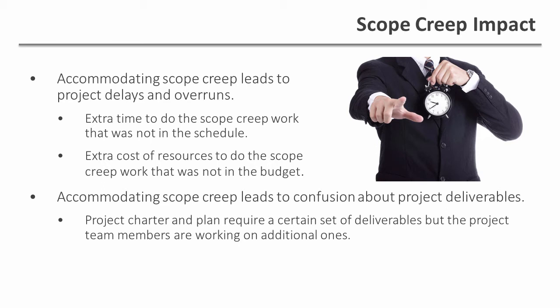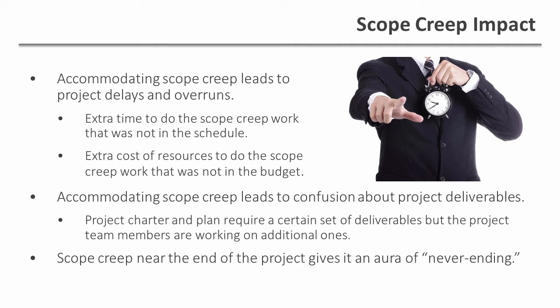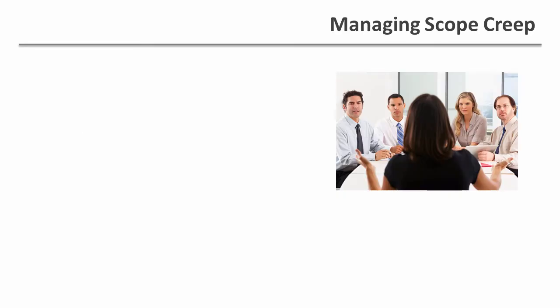Scope creep can also lead to confusion over what really should be done on the project. The original charter and project plan had a particular list of deliverables that should be accomplished. But now the team is working on other things that were not in the charter or on the list of deliverables. The team is no longer certain what they should be doing. Finally, some scope creep near the end of the project gives it a sense of being endless. Whenever the team thinks it's almost done, there is one more thing being added to the project. This is demoralizing.